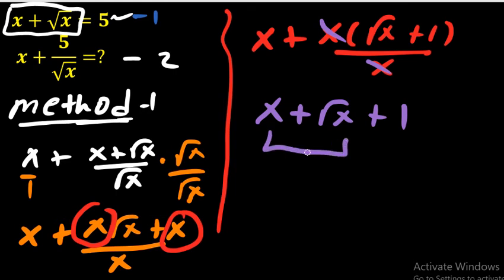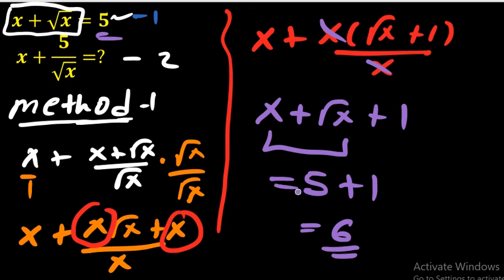But don't forget again, x plus root x is the same as 5 already from the first equation. So 5 plus 1 will be 6. That is the final answer in the simpler method.